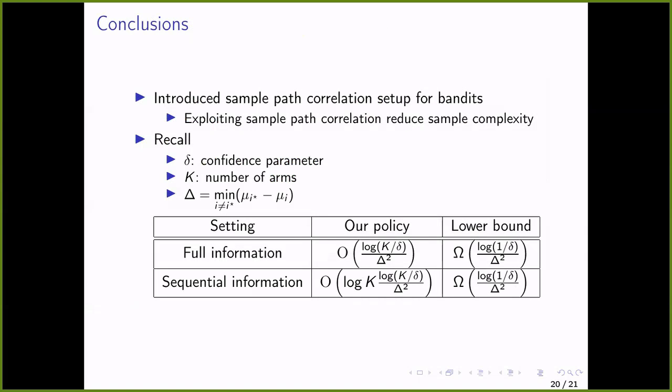To conclude, we introduce a variant of the best arm identification problem for multi-armed bandits by introducing sample path correlation. We propose near optimal policies which exploit this correlation. Simulations show that our policy outperforms other policies which do not take sample path correlation into account when making decisions. Thank you.